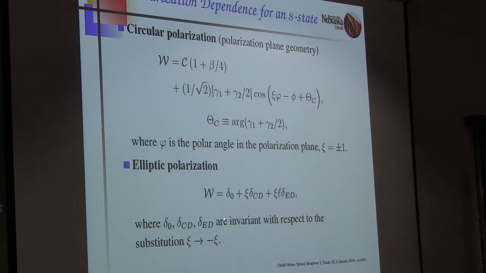And for elliptical polarization, you can write the differential probability in terms of two new dynamical parameters, a circular dichroism parameter that depends on the degree of circular polarization only and is maximal for circular polarization. But there's also a new elliptical dichroism term that is 0 for either circular polarization when L is 0, or for linear polarization when xi is 0. So it only exists if you have elliptically polarized light. And these dynamical parameters are invariant to a change in the polarization.